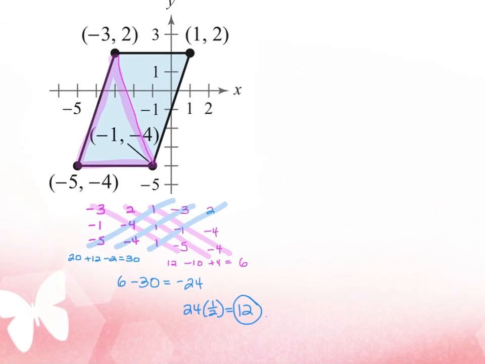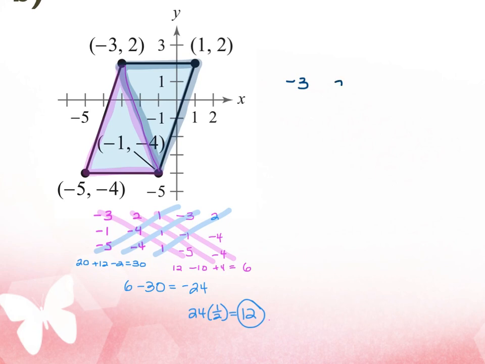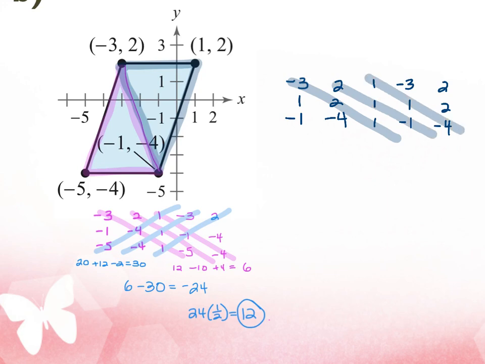Then I have to do the other side. So now these three: negative 3, 2, 1, 2, and negative 1, negative 4. Again, the order there doesn't matter. Fill the column with 1s, duplicate the first 2 columns. Top left, bottom right. Top right, bottom left.